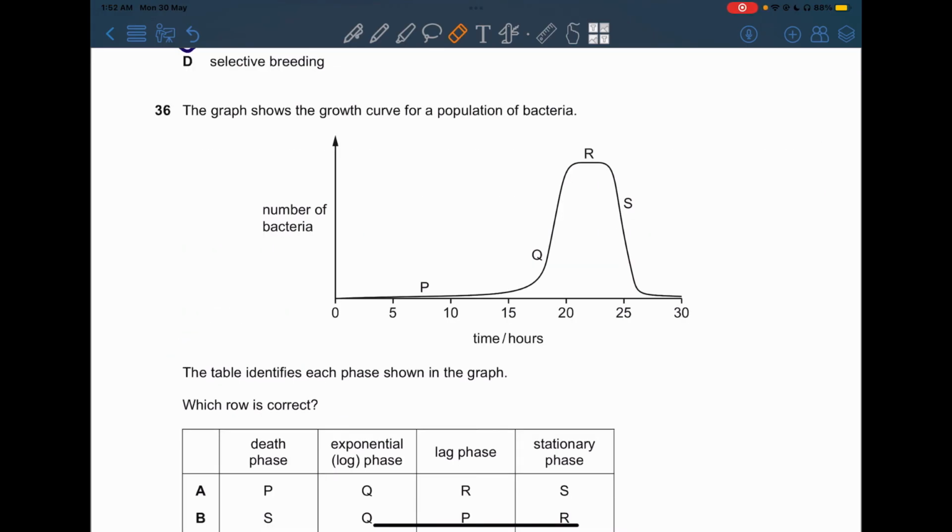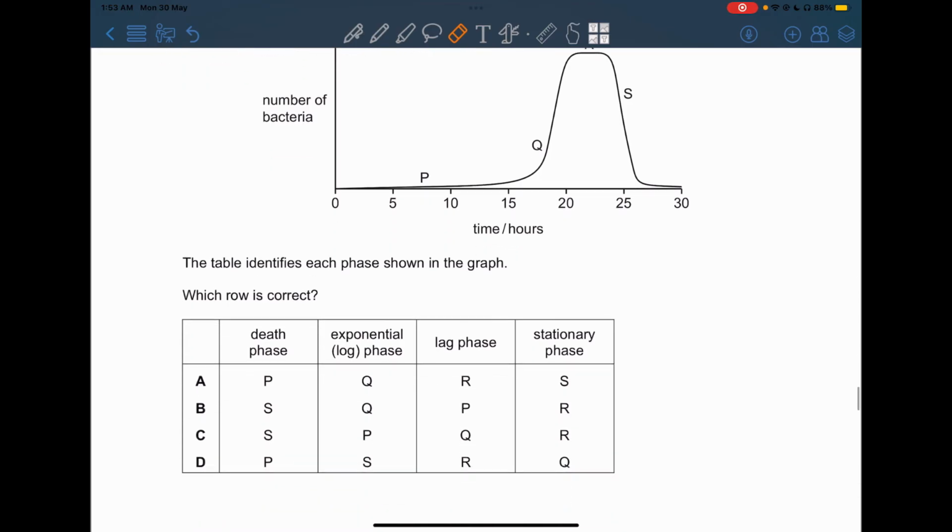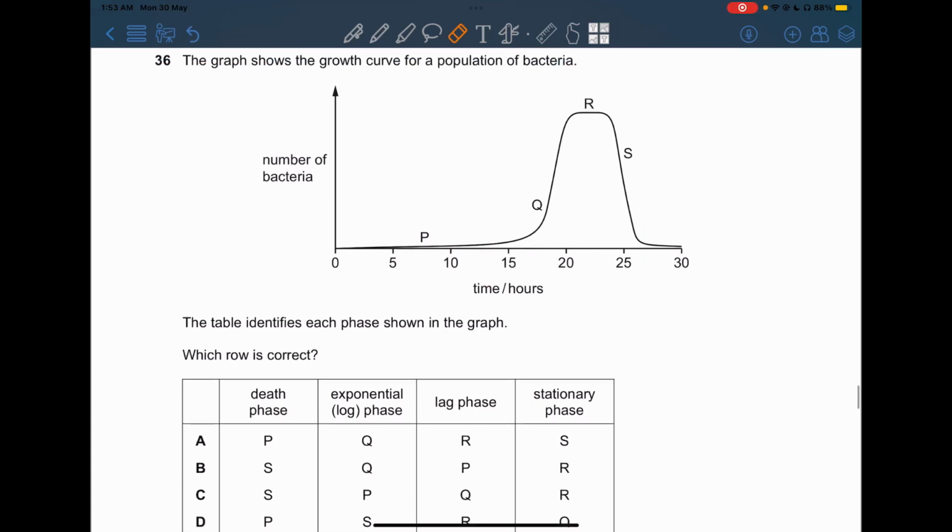Now, question number 36, the graph shows the growth curve for a population of bacteria. Which row is correct? Now, we know that P is the lag phase, and Q is the log phase, and this is the stationary phase, and this is the death phase.